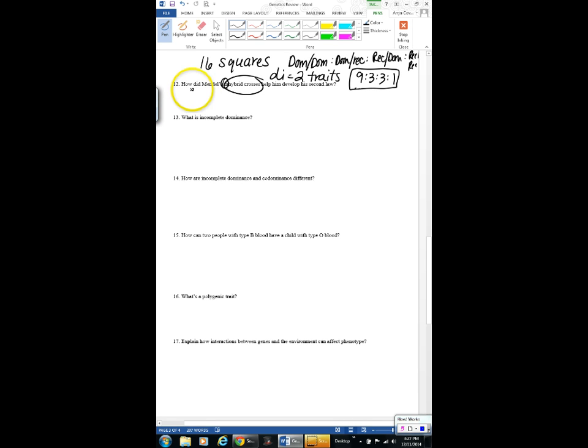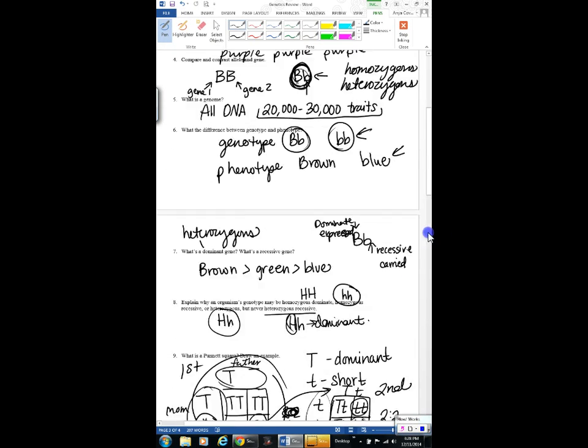All right, so it says, how did Mendel's dihybrid cross help him develop his second law? So his second law was independent assortment. Okay, and independent assortment means that you have the ability to get any gene; it just depends on which ones are expressed and the combination of these genes. Okay, so down here I will do a dihybrid cross.